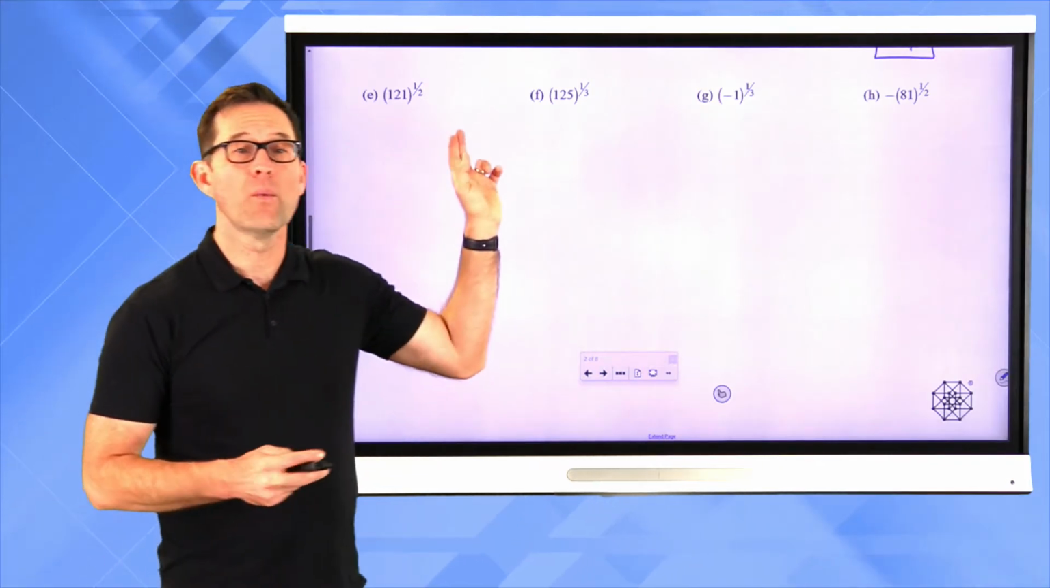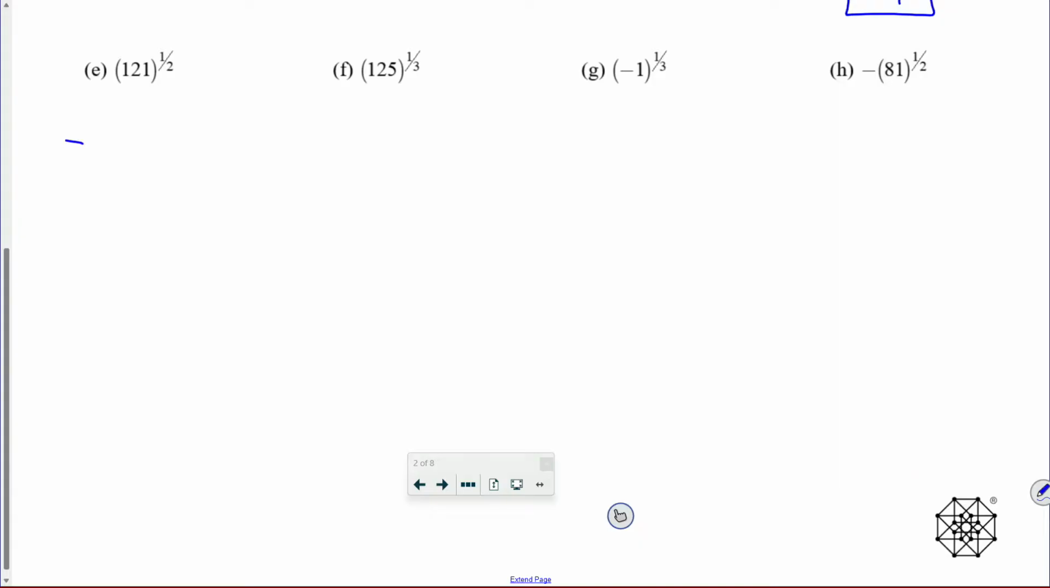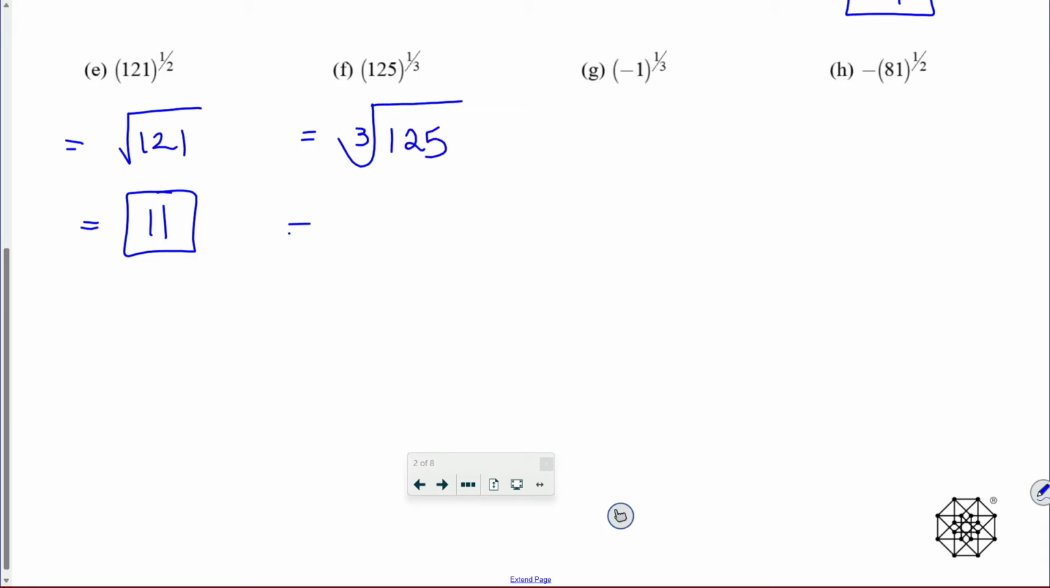So 121 to the 1/2 is the same as the square root of 121, and that's 11 because, again, we're talking about the positive version. 125 to the 1/3 is the same as the cubed root of 125. 5 times 5 times 5 is 125, so that's equal to 5.